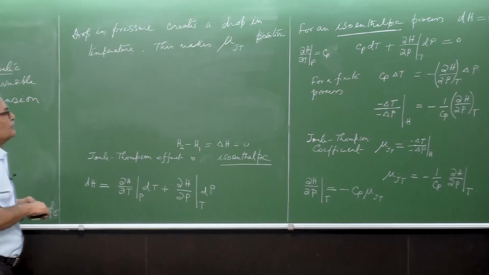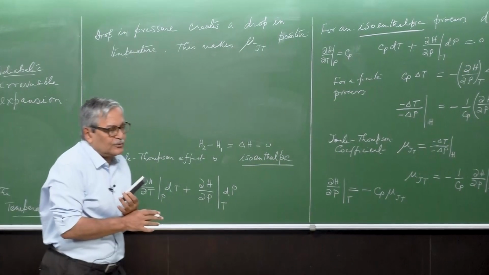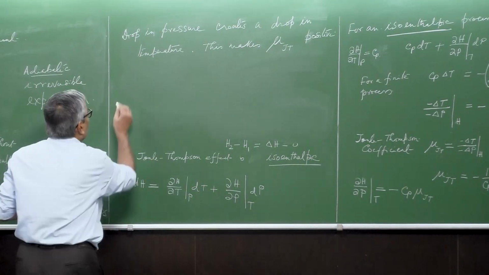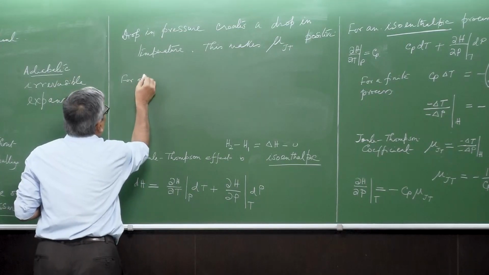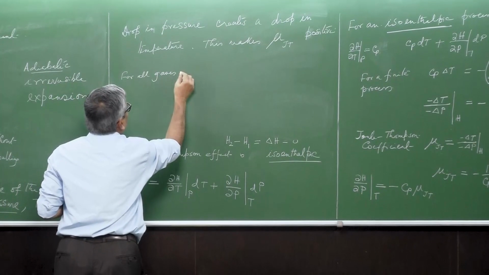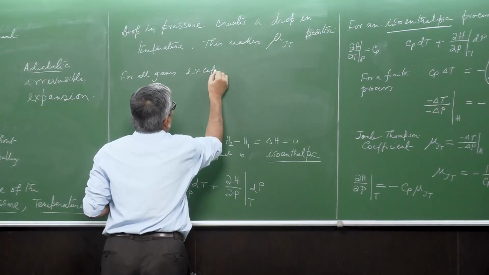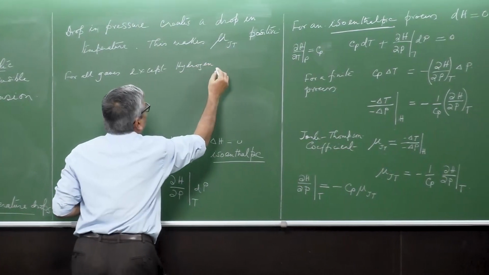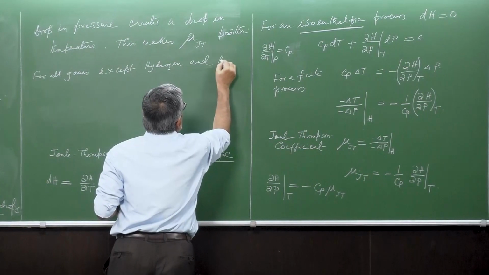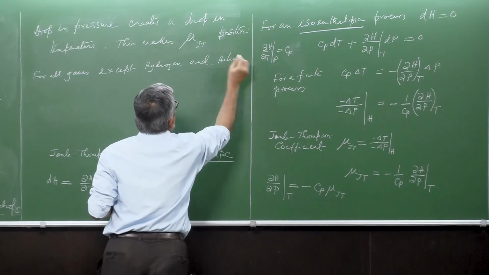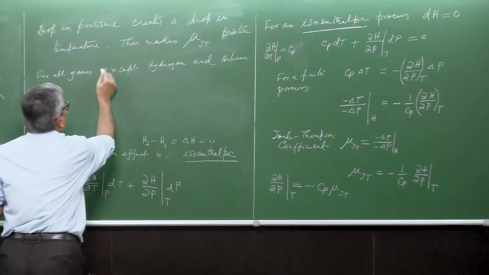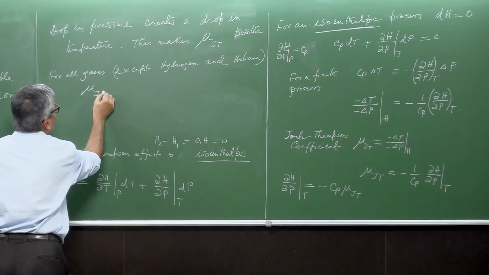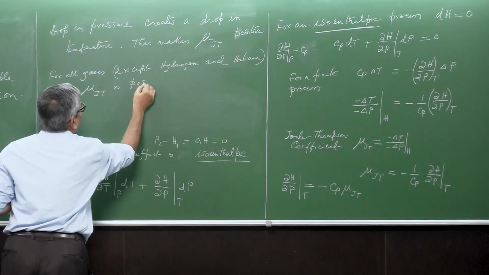So in general, for all gases except hydrogen and helium, you have a positive Joule-Thomson coefficient. For all gases except hydrogen and helium, mu J_T is positive.